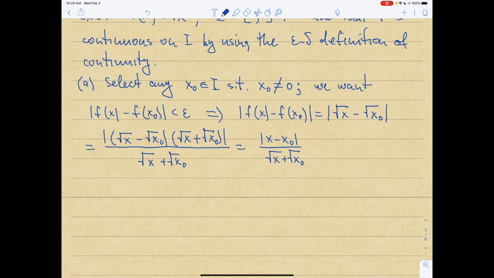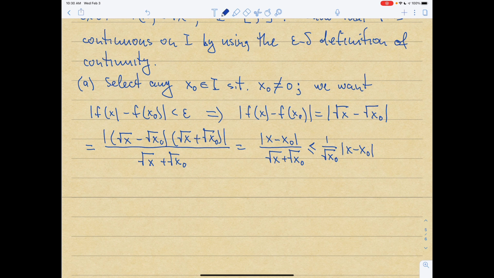And of course, at the end of the day, I want delta to be independent of x. So I need to get rid of the square root of x in the denominator. And in this case, I can clearly see that if I just drop it, then the whole expression will become larger because square root of x is a positive quantity. So this is going to be less or equal, because x can be equal to 0. Then 1 over square root of x0 times magnitude of x minus x0.